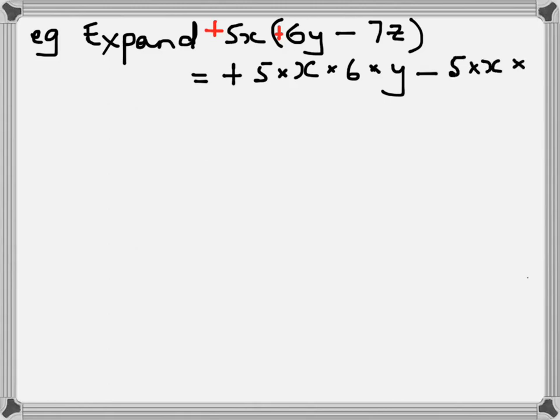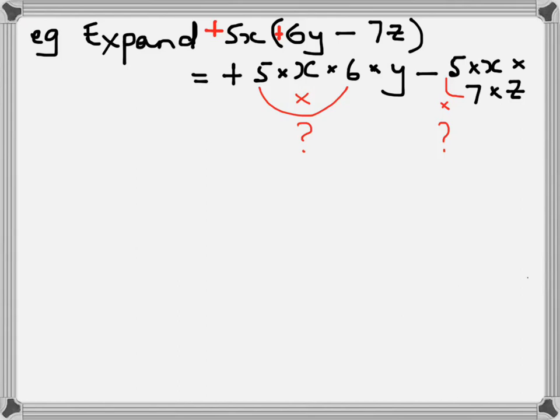Now, what have we got in the second term of the expansion? We've got minus 5 times x times 7 times z, and I'm saying it's minus because the signs in that case are a plus and a minus, which are different, so you get a minus answer. Okay, that's what I was saying.